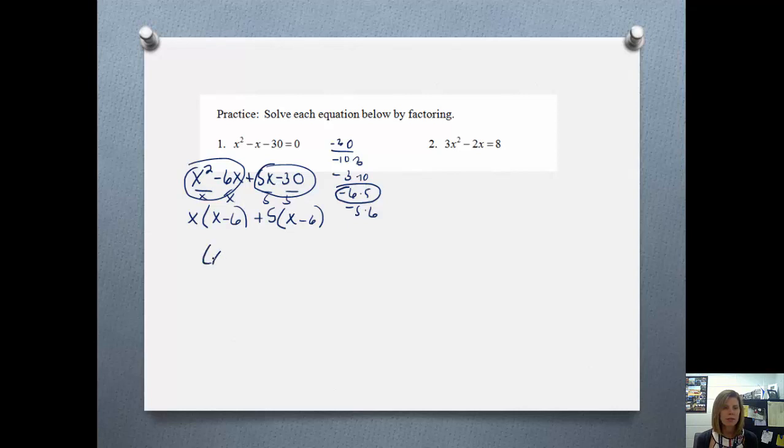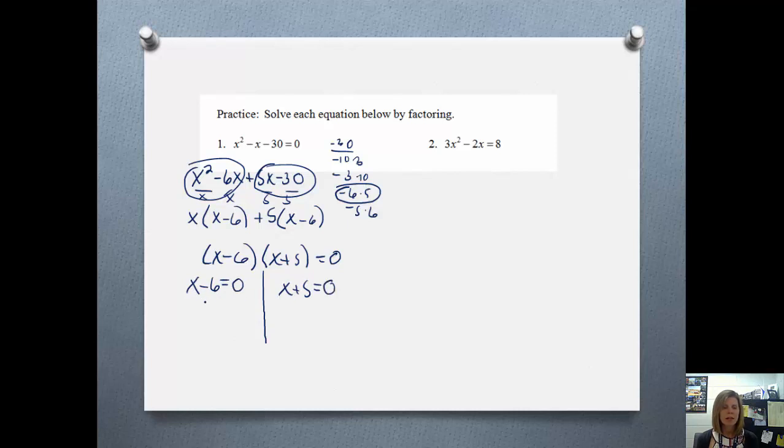Now I notice they both have an x minus 6. And then also what's left, I'd have x plus 5. All right, this equation still equals 0. So now from here, I said once we factor it, we're going to use the zero product property and set each part equal to 0. So I'm going to draw a line down here. I'm going to take x minus 6 and set it equal to 0. And then I'm going to take the x plus 5 and set it equal to 0.